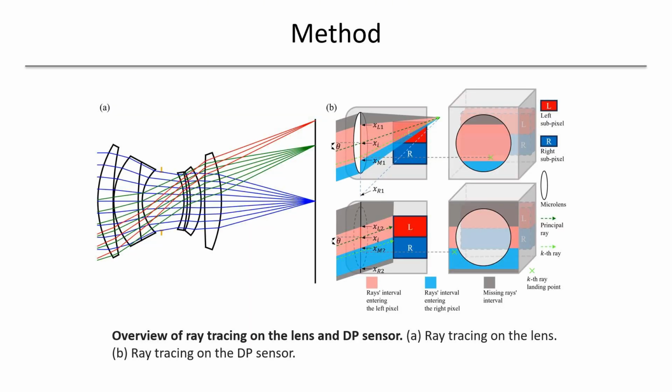This page focuses on the overview of ray tracing applied to the lens and dual pixel DP sensor. Specifically, Part A illustrates the process of ray tracing on the lens, while Part B shows the ray tracing on the DP sensor, which are key steps in our method to compute the necessary optical properties for simulating DP images.